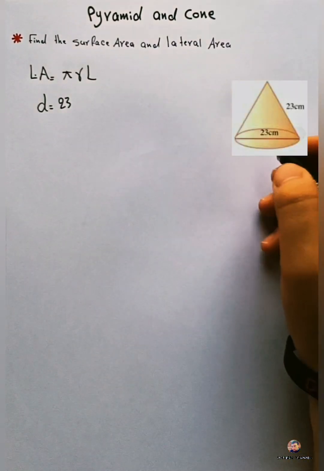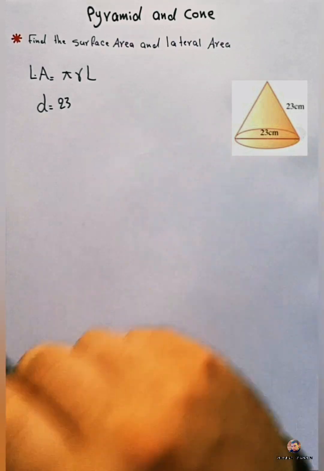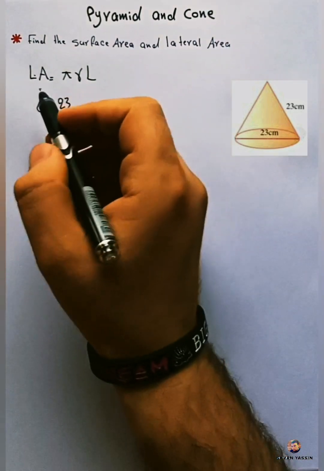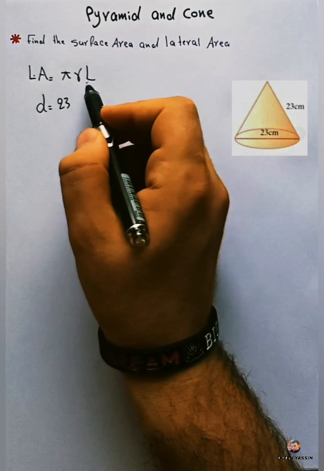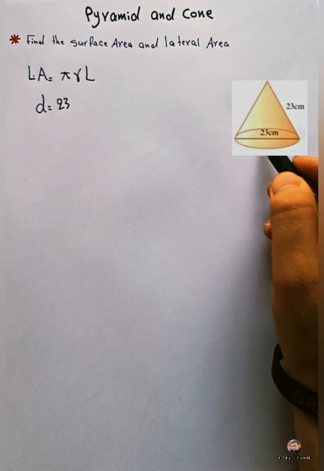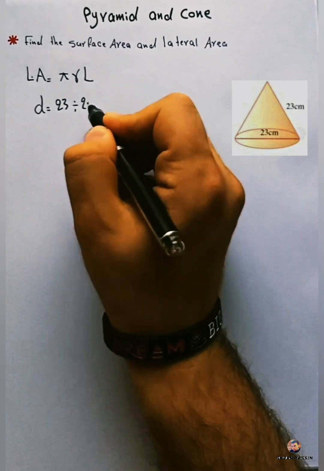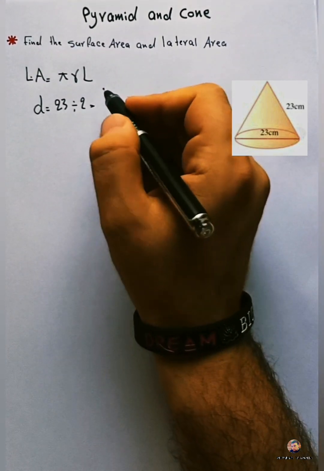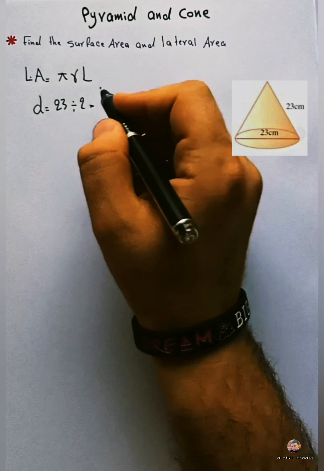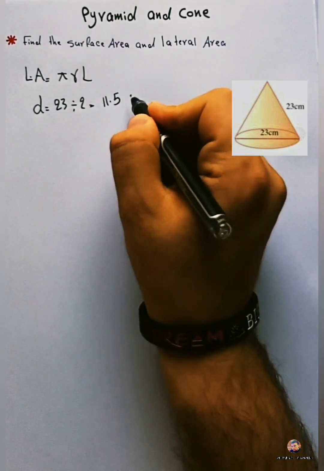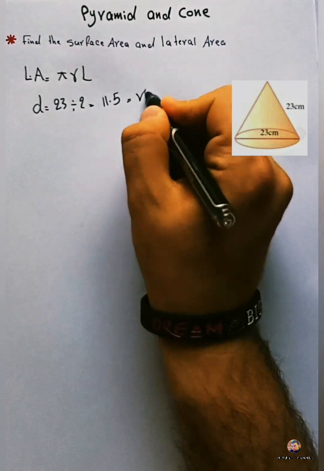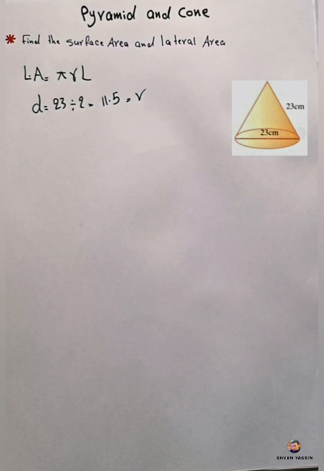You have to find the surface area and lateral area for this right cone. So the rule is lateral area equal to pi RL, and then we have a diameter instead of radius, so you have to divide the diameter by 2 and we will get the radius. 23 divided by 2 equal to 11.5 equal to R. So the radius is 11.5.